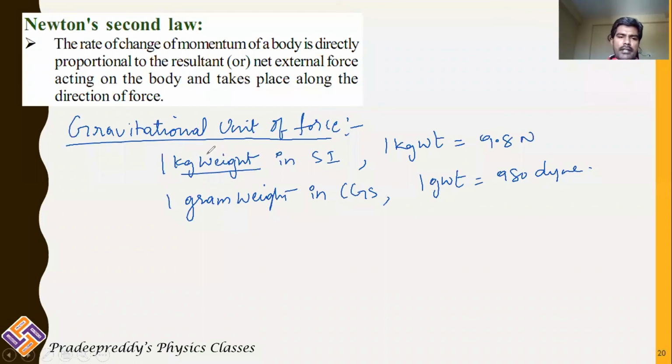So remember, you can convert 1 kg weight into 1 gram weight. See, 1 kg weight is 9.8 Newton and 1 gram weight is equal to 980 dyne. You can just relate these two. 9.8 Newton is equal to 980 dyne. That gives you the relation between kg weight and gram weight. So that is the gravitational unit of force.